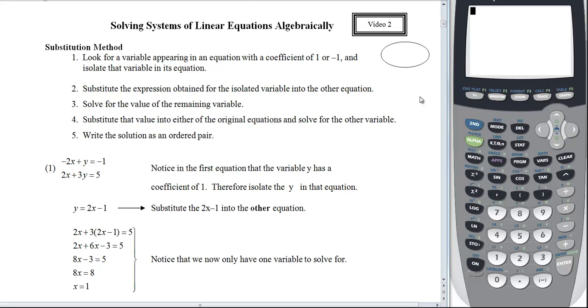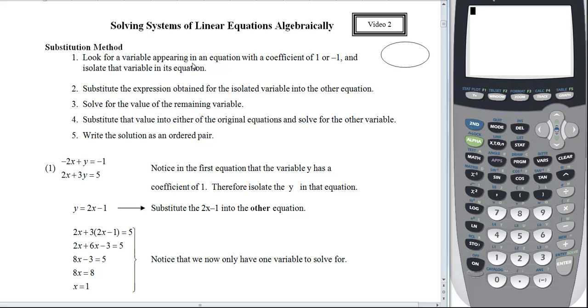Now we're going to look at solving systems of linear equations algebraically. We have two methods. The first method we're going to look at is the substitution method. There's certain things you need to look for in order to choose the substitution method.